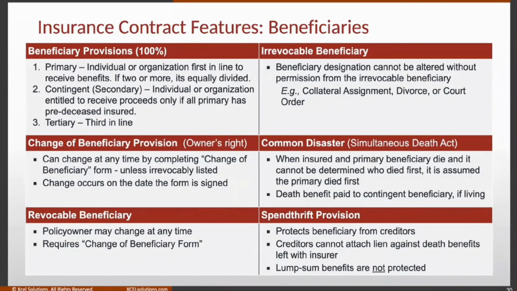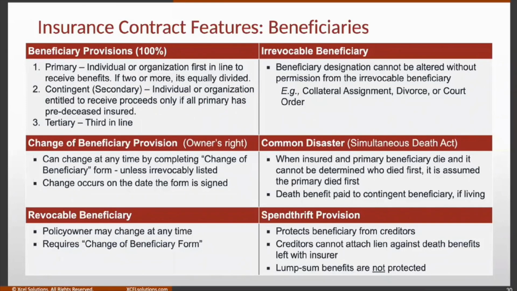So primary beneficiaries are first in line to receive upon the insured's death. You can name one or you can name a series of primary beneficiaries. A primary beneficiary can be an individual or an organization first in line to receive benefits upon the insured's death. If 2 or more are listed, then it is equally divided. You can also designate a 75-25, a 70-30, a 60-40 split. So you will use percentage splits to determine who gets what percentage, but your percentage splits must always add up to 100%.